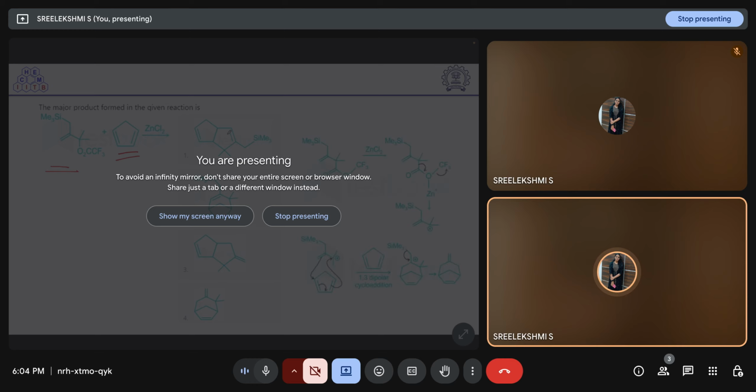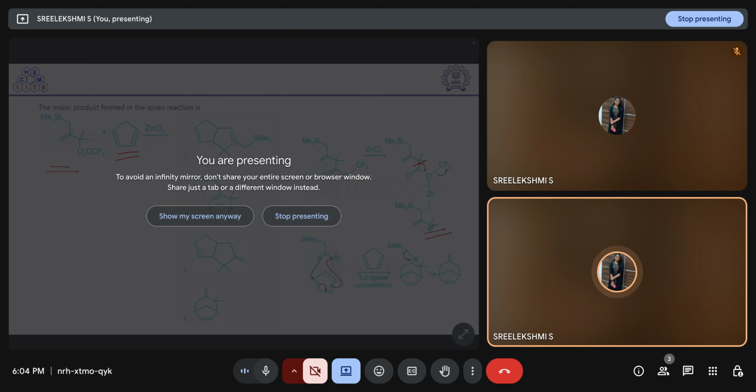So here what is happening? First, this zinc chloride will coordinate with this oxygen, and then this bond will break and the CF3 will eliminate, and this ZnO will also eliminate. So this bond is breaking, and this whole group will eliminate to form this carbocation.